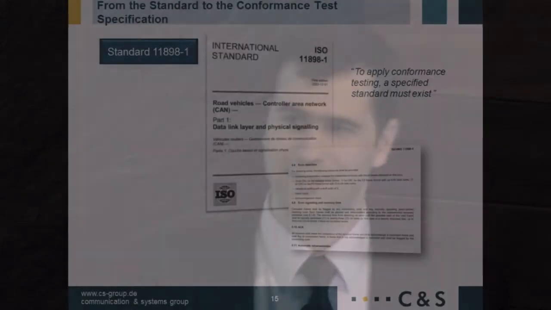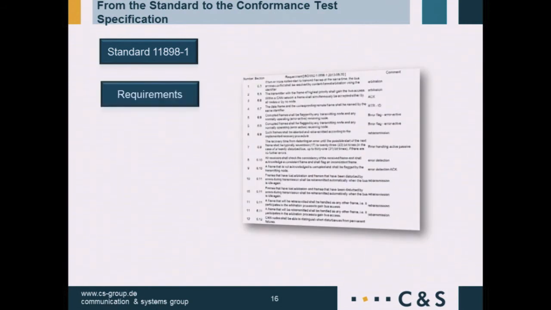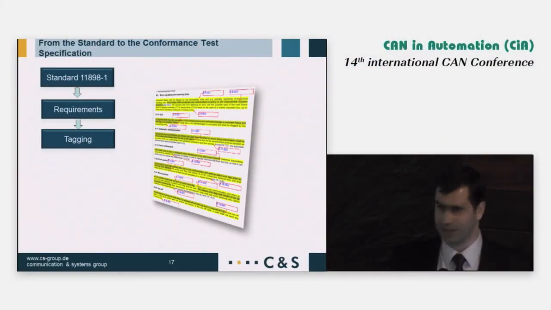Then, as said before, it is always necessary to have a standard as reference. Without standard, we don't have conformance test specification. Then, from the standard, we are going to obtain the requirements, which is no more than a huge list of testable items. In order to obtain that, we are going to apply tagging method.